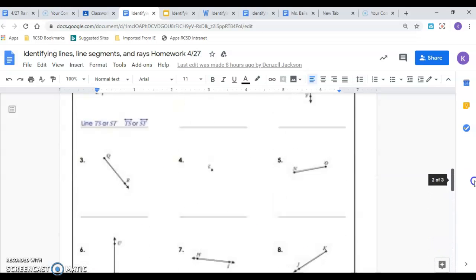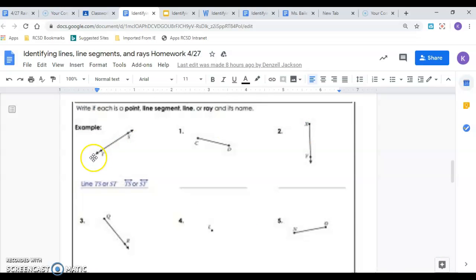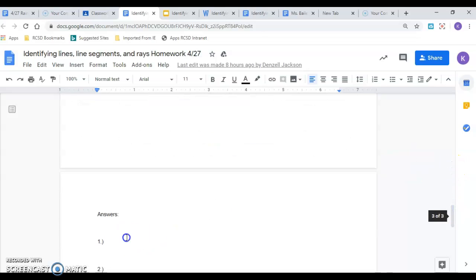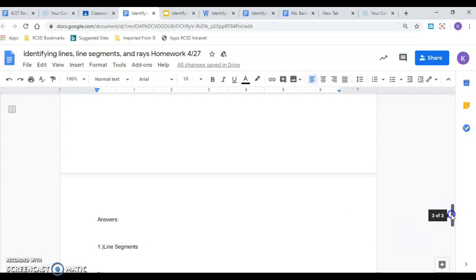Okay, so one. What do I see there? One, it's an example. It's got two points, C and D. They're points, it stops, there's no arrows. That is a line segment. So then I'd come down here and I'd say line segment. Look at this, I'm giving you guys answers. If you watch this, you're going to get some answers.